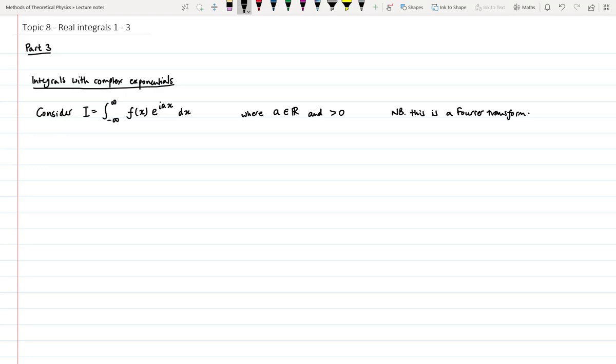As in the previous video, we're going to make a couple of assumptions about our function. In the following, we're going to assume, first of all, that the analytic continuation, f of z, is analytic in the upper half plane except for a finite number of poles. That's the same assumption that we made last time.